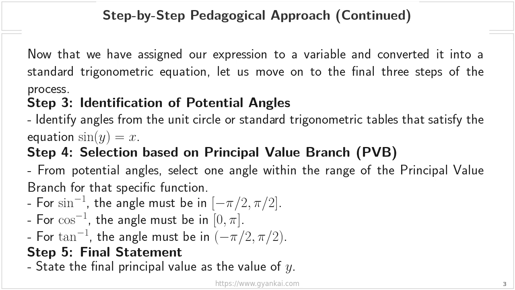To help you better visualize why we restrict these values to a specific branch, I will now share a conceptual analogy, and then we will walk through some detailed examples to put these 5 steps into practice.